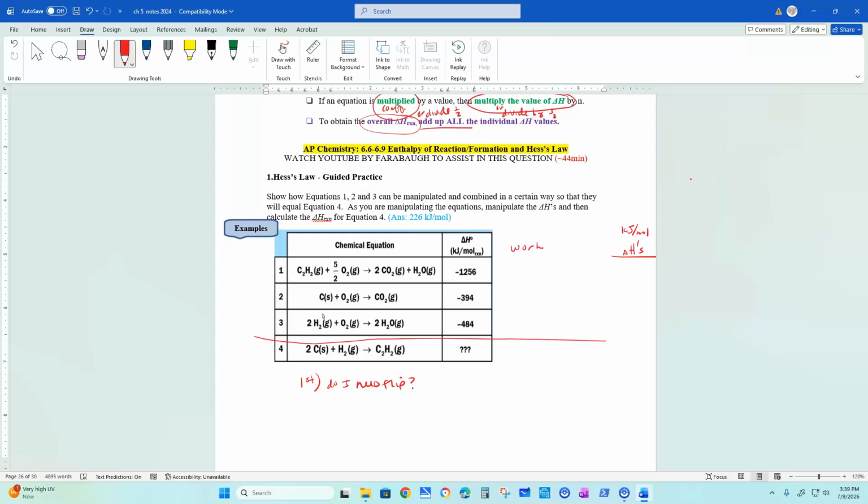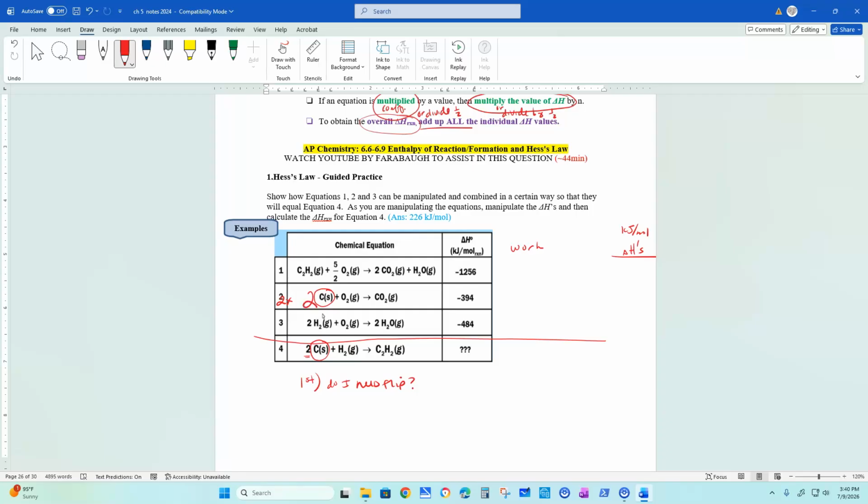So I like to see where I have all the chemicals. If you notice right here, I've got carbon as a solid, and I have it where I want it. So I know I'm not going to flip this one. But I have 2 carbons, and I don't see carbon anywhere else. So I'm going to tell AP, I'm going to multiply by 2.